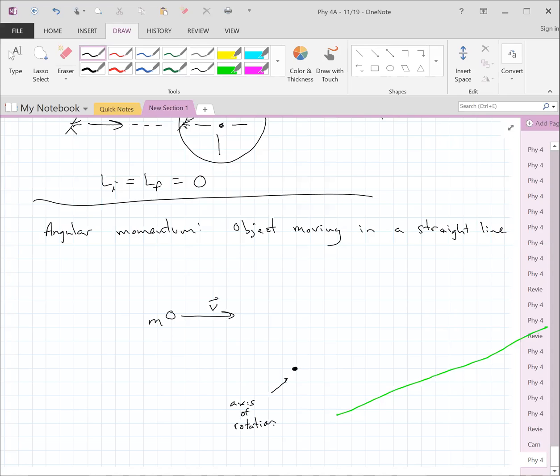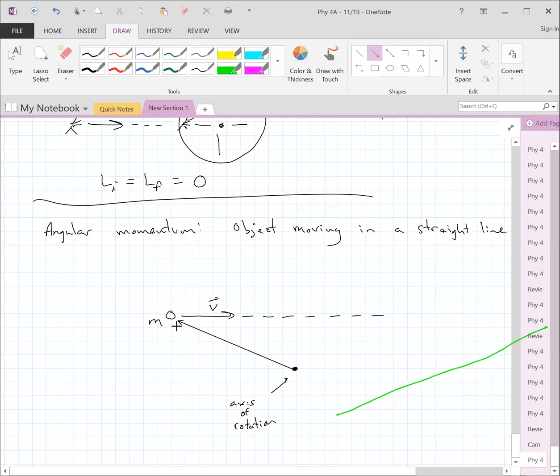So if we're defining some point over here as being the axis of rotation, and our particle is moving with velocity v in this direction, then what we want to do is figure out what the angular momentum is. So this is r. R is the vector from our axis of rotation to our mass, to the location of where it's located. And let's call this angle right here phi.